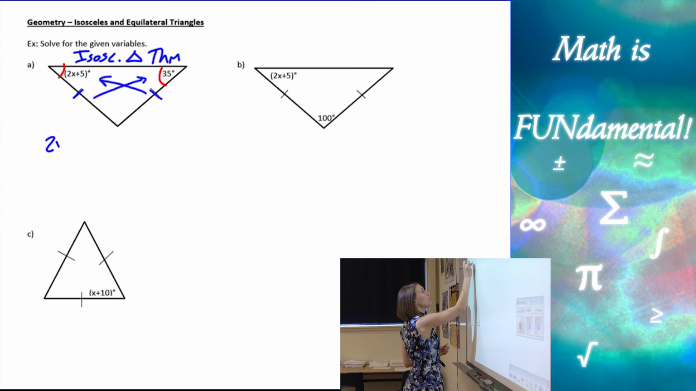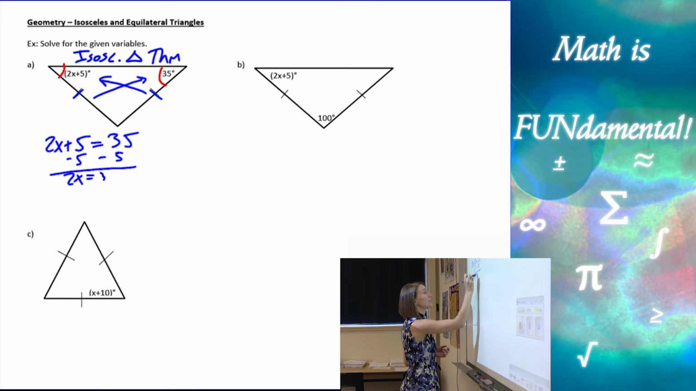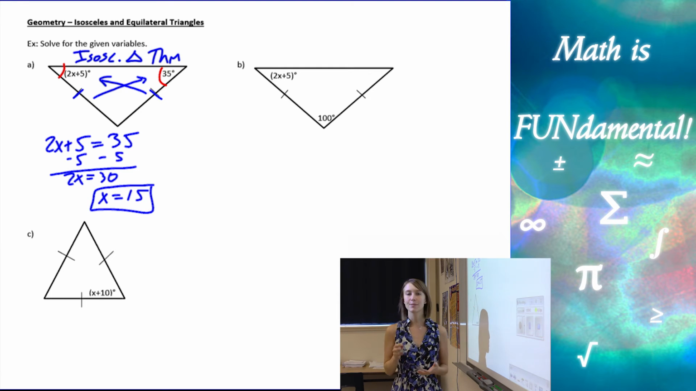So I'm going to have 2x plus 5 equals 35, and then I can solve for x. So let's see, we subtract the 5, 2x is 30, so x is 15. And there's our first example.